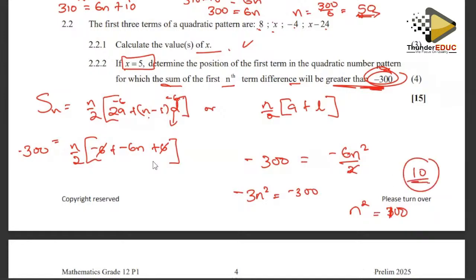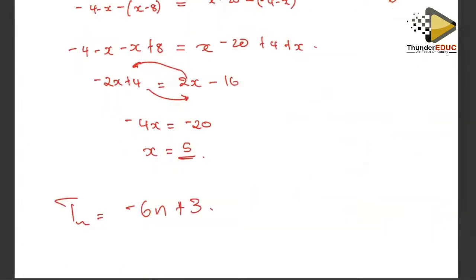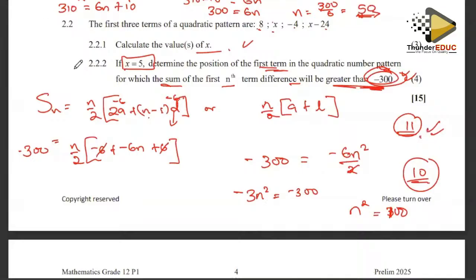Now, for the sum to be greater than 300, we determine the position of the first term. So meaning that is going to be position 11. Okay, so that is position 11. I think that makes a lot of sense if it's position 11. All right, so that is with that question.